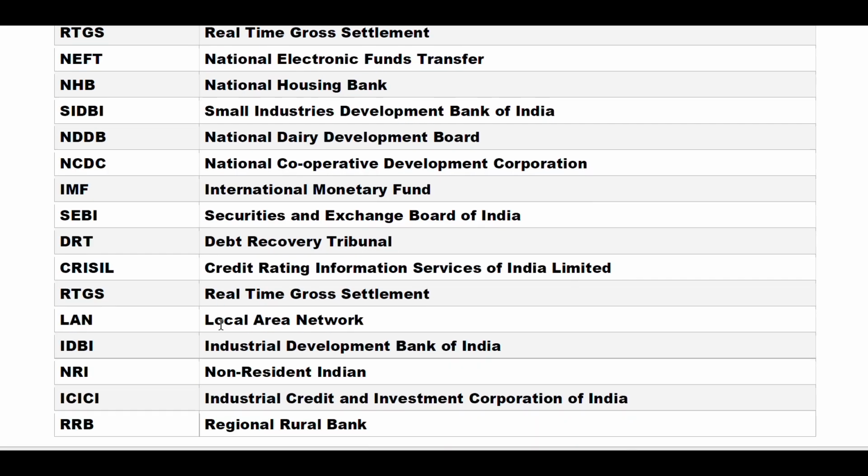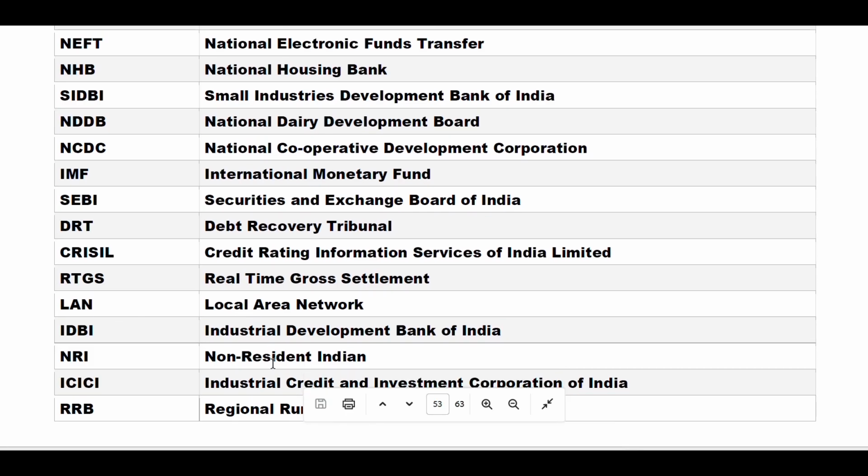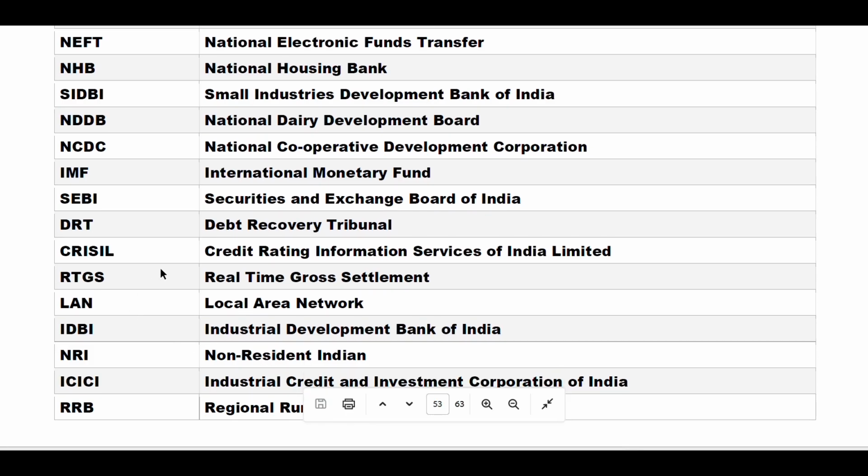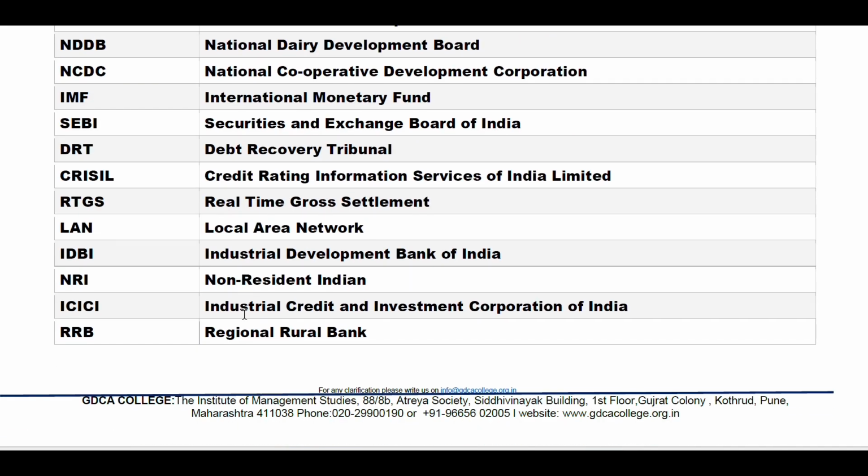So again, this I've written 2 times actually. LAN, Local Area Network. IDBI, Industrial Development Bank of India. NRI, Non-Resident Indian. ICICI, Industrial Credit and Investment Corporation of India. RRB, Regional Rural Bank. So these are the mostly asked abbreviations.